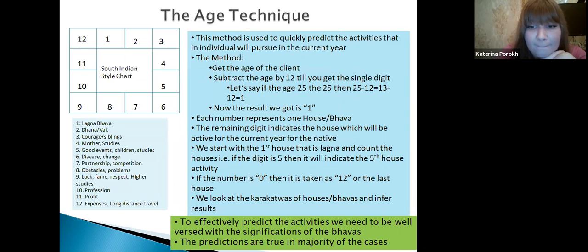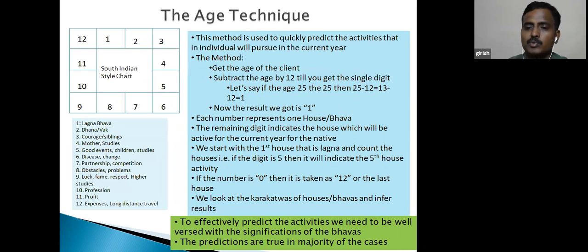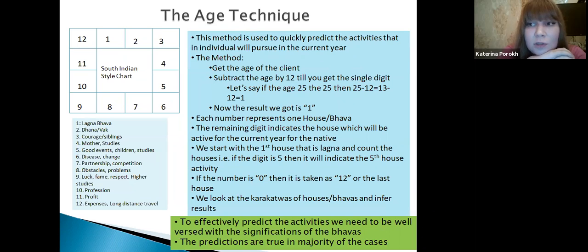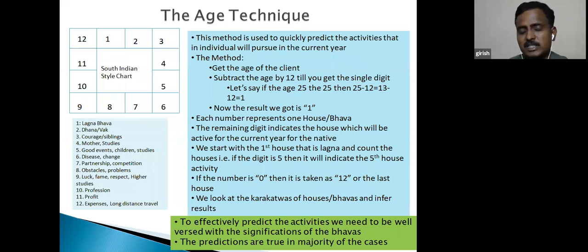Okay. So that is important. If you don't know the karakatvas well, then you may not be able to really interpret the results, right? Generally, that is why we don't teach these techniques in the beginning. They are taught after a long time of learning.